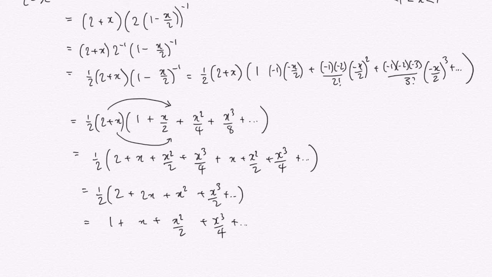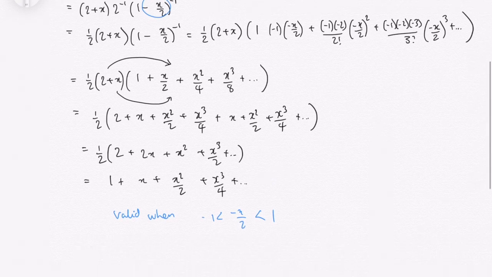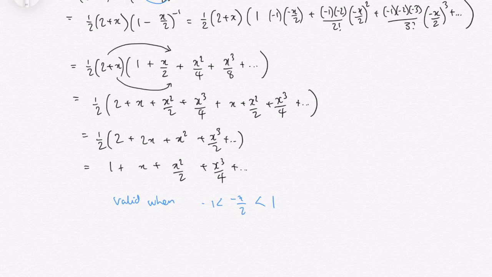And this is valid when minus x over 2 is between negative 1 and 1, which is equivalent to saying that x is between negative 2 and 2.